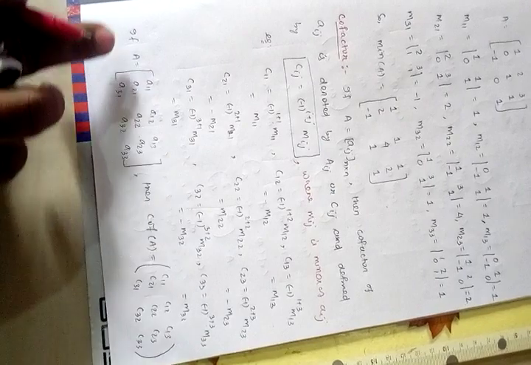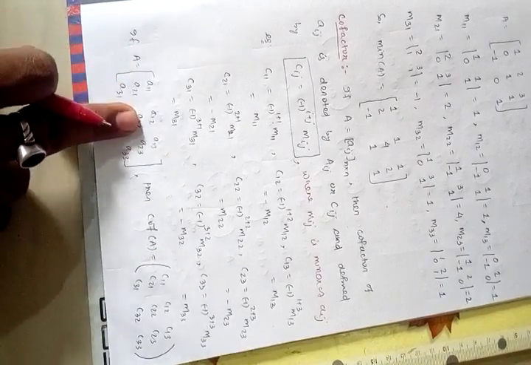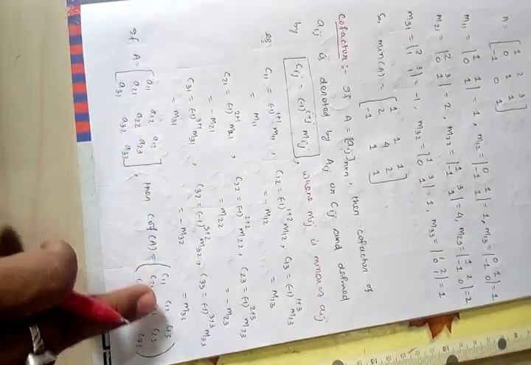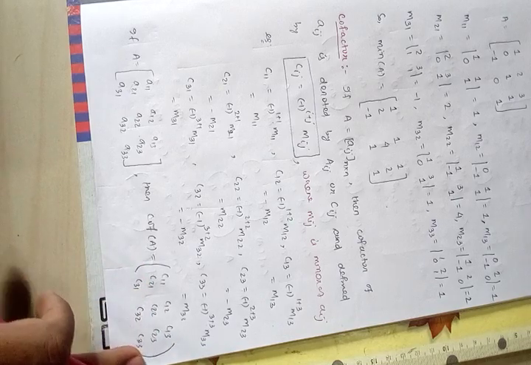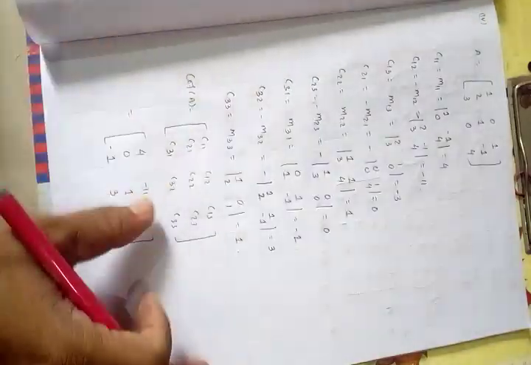So in particular, if A equals this matrix, then the cofactor of A equals C11, C12, C13, C21, C22, C23, C31, C32, C33.